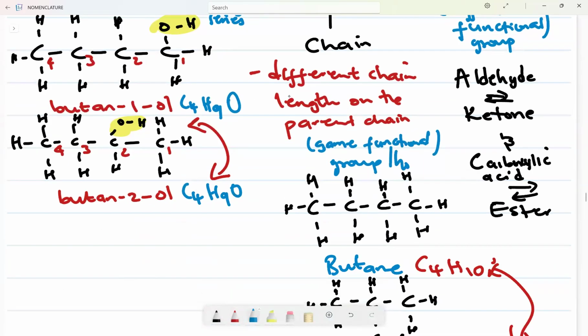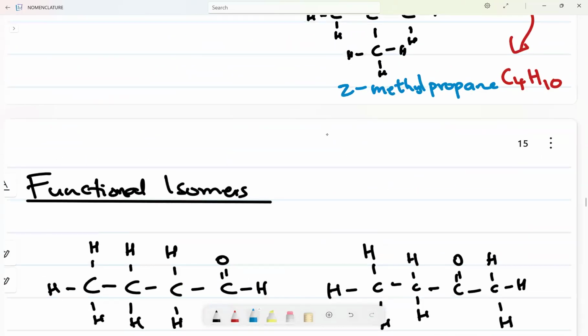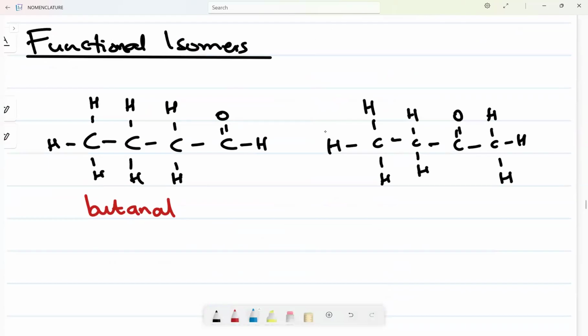Similarly here, homologous series. If you are changing the functional group, automatically the homologous series is different. So here we have what? Check. This is what we call a ketone. Why? Because now the double bond O is between carbons. So we refer to these as a ketone.